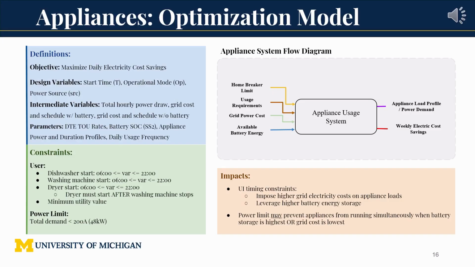usage frequencies. Our model is subject to constraint by user requirements, which prevent the units from starting outside of an acceptable window. This constraint works in the model's favor, as the acceptable start times ultimately occur in moments when grid costs are high and while battery power is increasing. The model is also constrained by a minimum expected utility value, which was imposed to indicate user preference for heavier duty cycle performance. We may also be limited in our power draw based on the home breaker limits, which could prevent the appliances from being used simultaneously in the best cost window.